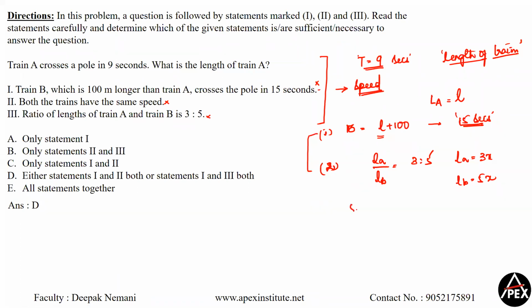So 5x is equal to 3x plus 100. This implies 2x is equal to 100, x is equal to 50. So if x is equal to 50, length of train A will be 150, isn't it? We can directly get the answer. So using statements 1 and 3, I can find the answer. Now you have 1 and 3 in options? It was only in option D.